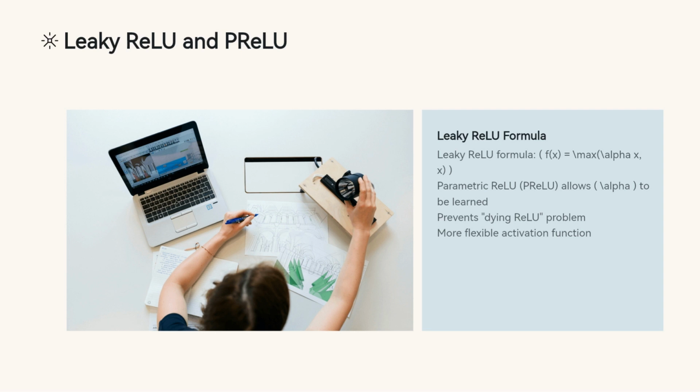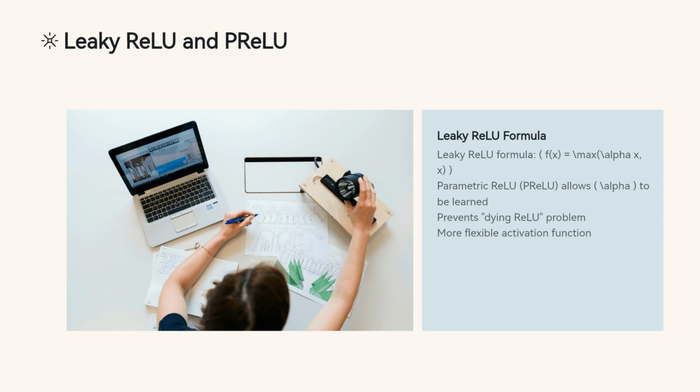The leaky ReLU is a variant of the standard ReLU function designed to address the dying ReLU problem. In standard ReLU, neurons can become inactive when the input is negative, leading to a permanent zero output. Leaky ReLU fixes this issue by allowing a small negative slope for negative inputs, typically represented by the formula f(x) = max(αx, x), where alpha is a small constant. This ensures that negative values still pass through, albeit at a reduced rate.